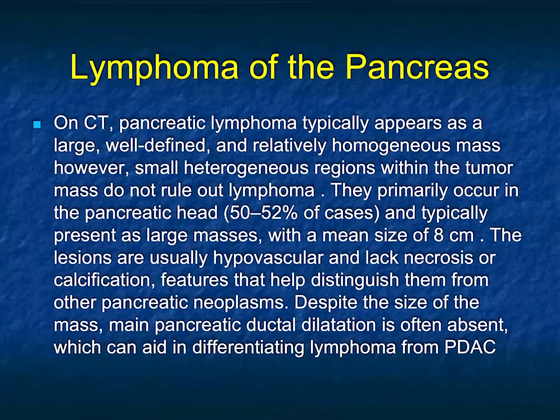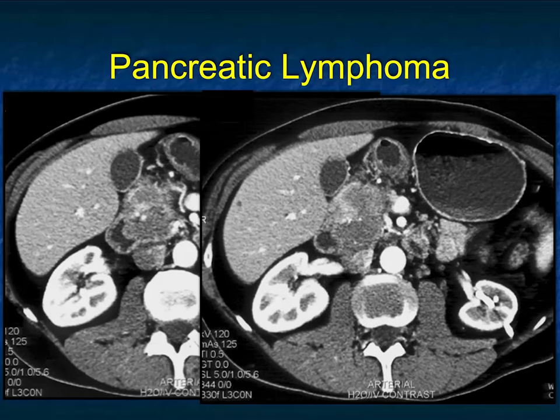Now, on CT, pancreatic lymphoma typically appears as a large, well-defined, and relatively homogeneous mass. And again, pancreatic head is most common. They're typically large, but don't necessarily need to be. And again, key things that help you with the diagnosis: the main pancreatic duct is not going to be dilated. The common duct is not going to be dilated.